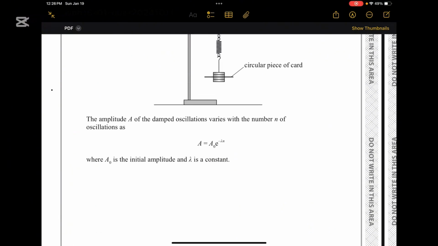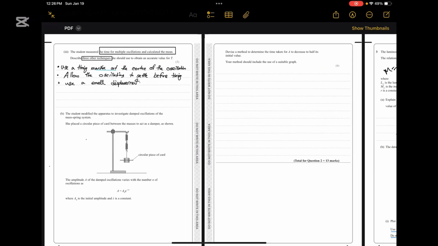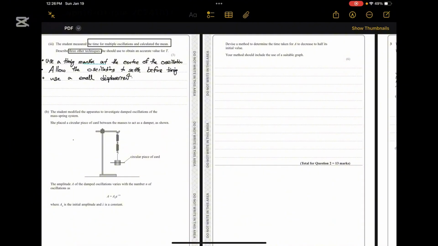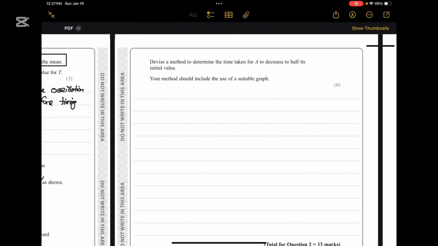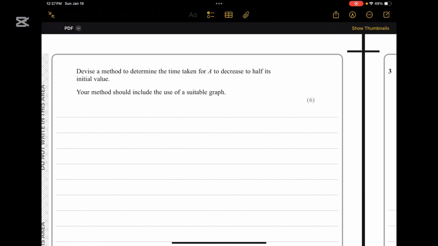Now moving forward, they have said the student modified the apparatus for damped oscillation of the mass spring. She placed a circular piece of card on the mass to act as a damper. So greater work needs to be done. In terms of removing energy from the system, this is what damping means. The amplitude A of the damped oscillation with the number n of oscillations is given by this. A naught is the initial amplitude and lambda is a constant. They have asked us to devise a method to determine the time taken for A to decrease to half its initial value.